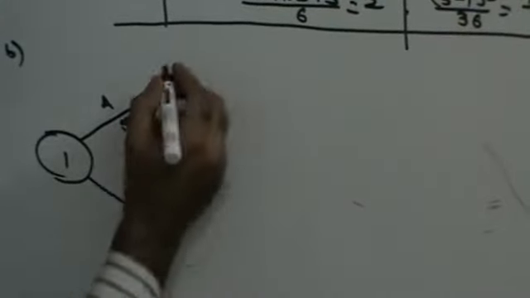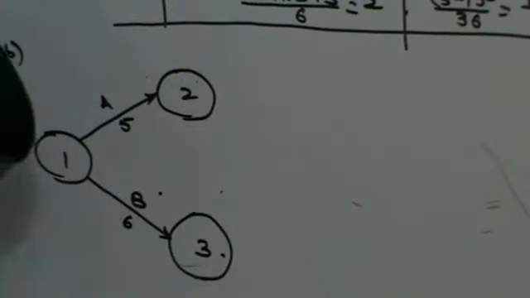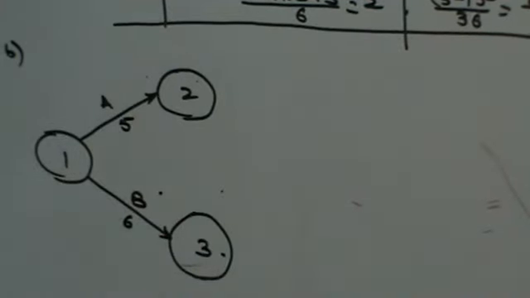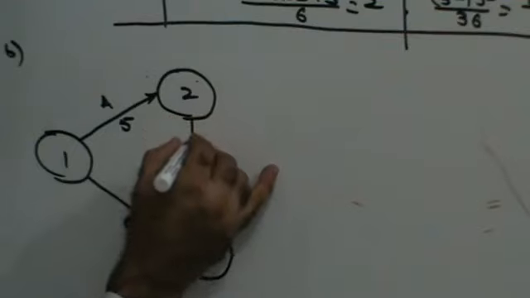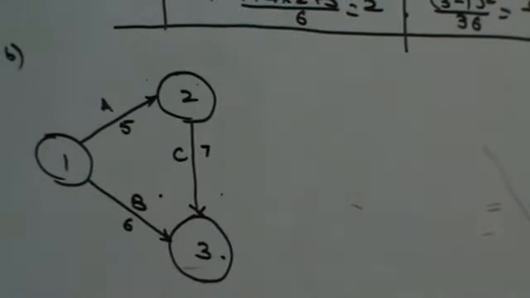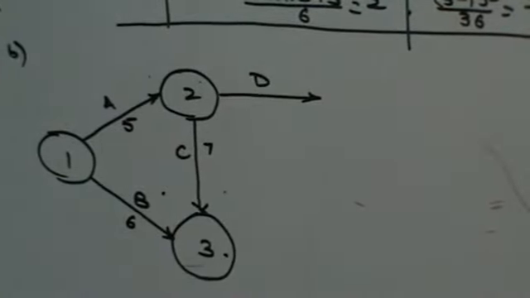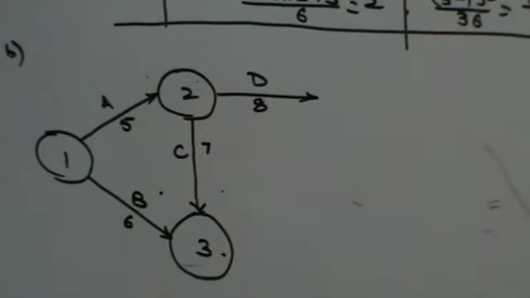A goes to C, 2, 3, right? Now, A goes to C and A also goes to D. A goes to C and then B and C combine. So that means this has to be C. C's expected time is 7 days, right? And A also goes to D, which has 8 days, right?